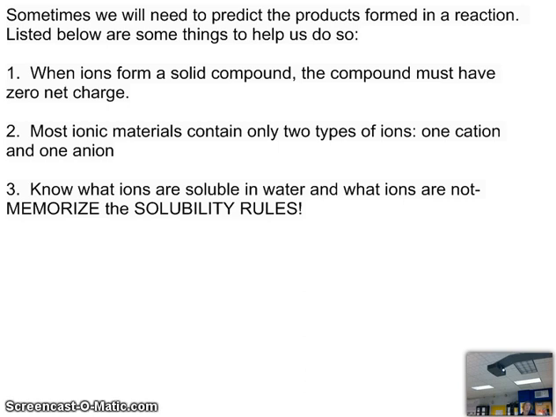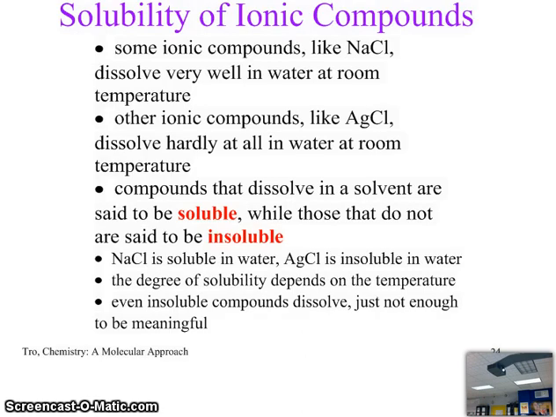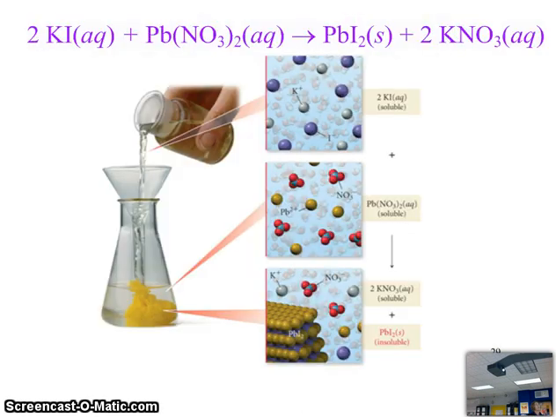So sometimes we'll be predicting what we make when we mix two things. Remember, when you make a compound, it must be neutral. So if the charges don't add up to 0, you'll need to crisscross them. Most ionic materials will only have one cation and one anion, so a plus and a minus will get together, not a plus and a plus. Notice I didn't make Barbie with Miley. A plus and a minus get together. And then you need to know the solubility rules. Well, actually, you don't need to memorize them anymore. You will be given solubility rules that you need to be able to apply. So you really just have to be able to apply the solubility rules. Okay?